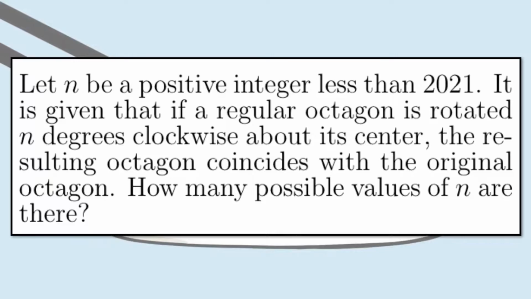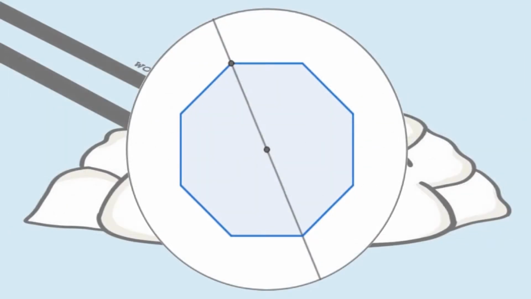Now, I'll be showing you this image. The blue figure is the octagon. The point in the center is the center. And here is a vertex of the octagon and a line through the vertex and the center of the octagon for reference. Now, I'm going to spin the octagon a full 360 degrees about the center, and I want you to count how many times the spinning octagon coincides with the original octagon.